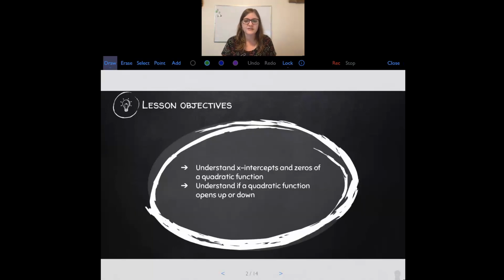Our objectives in this session are to understand the x-intercepts and zeros of a quadratic function, and we'll also understand if a quadratic function opens up or down.